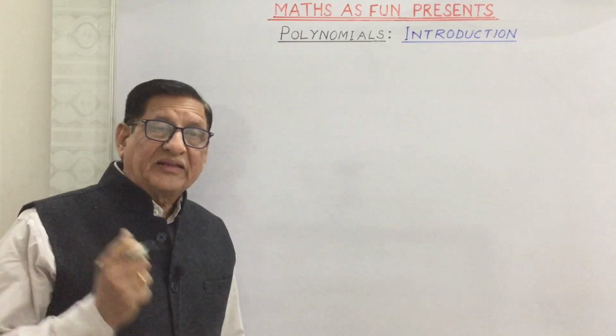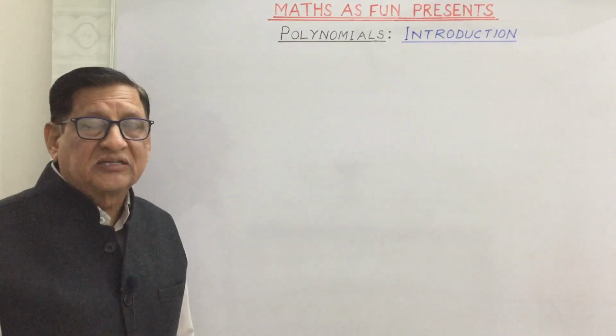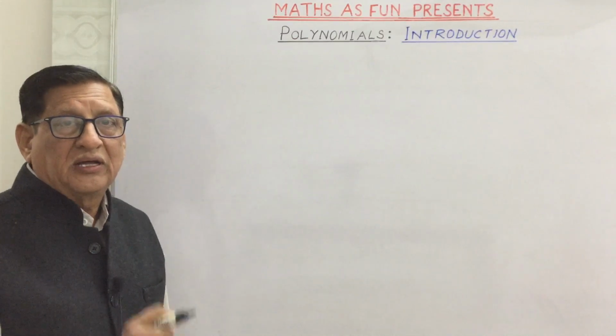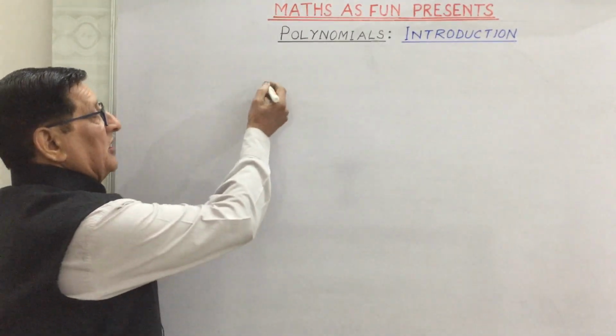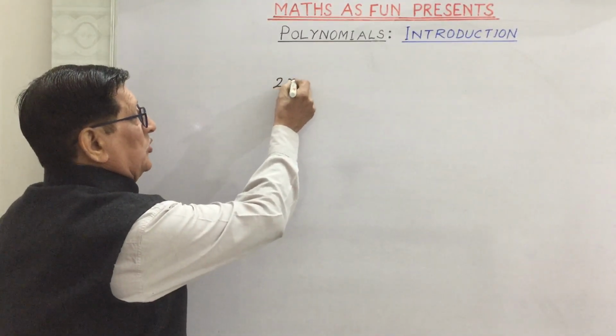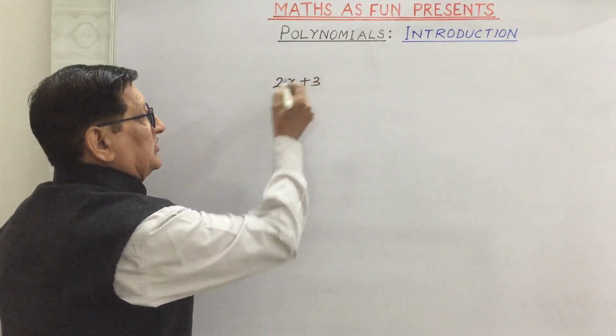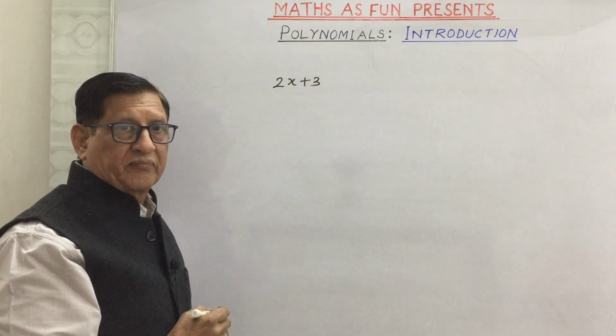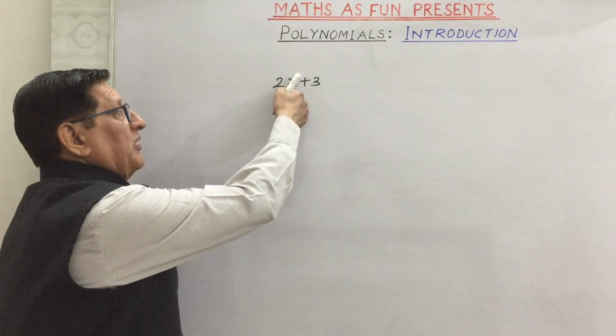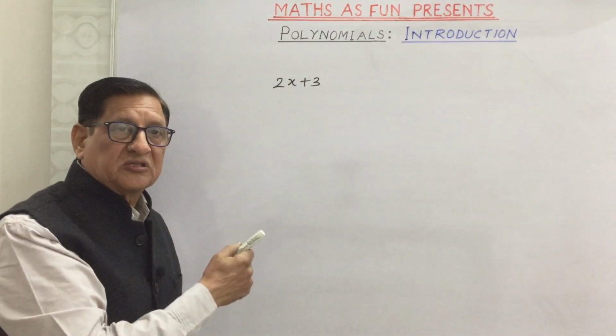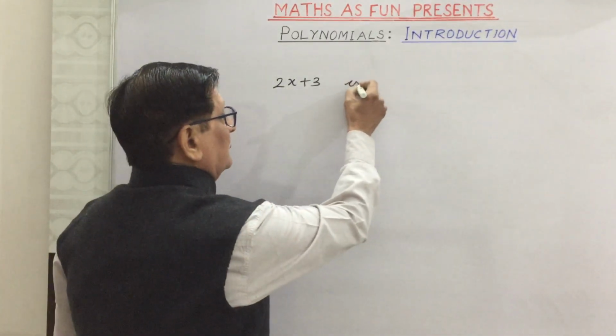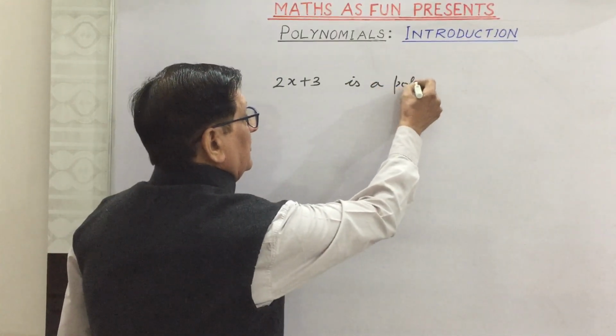Now to know whether a given expression is a polynomial or not, let's take some examples. Like we are given here 2x plus 3. It is a polynomial because the power of x is 1, which is a positive integer, so we say it is a polynomial.